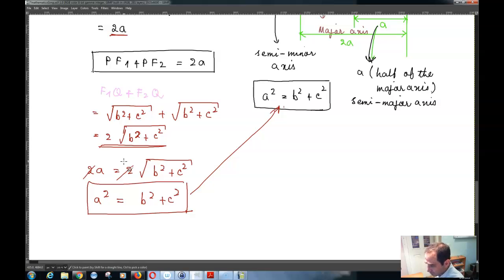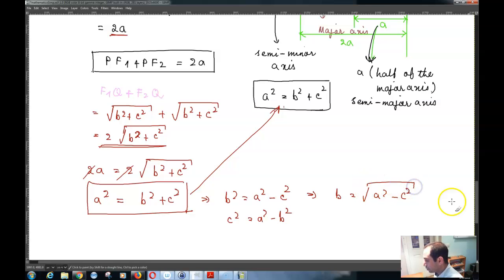so from this you can calculate many things. For example, if a squared is equal to b squared plus c squared, then you can say that b squared is equal to a squared minus c squared, or c squared is equal to a squared minus b squared. Based on this, you can say that b is equal to the square root of a squared minus c squared. Or over here, you can say that c is equal to the square root of a squared minus b squared, and so on and so forth.